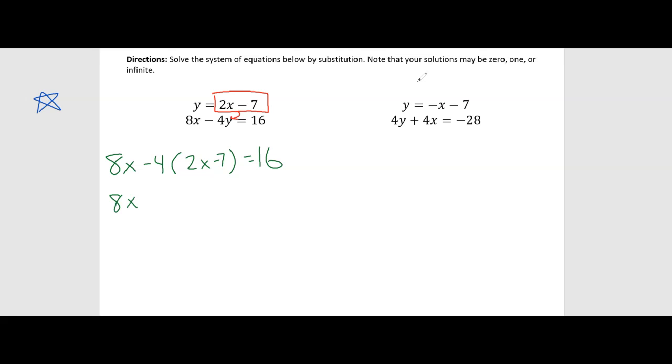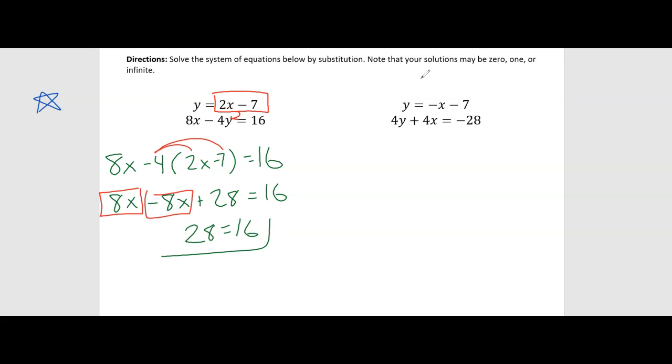So let me do my distributing first. I'm going to get negative 8x plus 28 is equal to 16. Combine my like terms. Positive 8x and negative 8x gives me 0x. So I'm left with 28 is equal to 16.